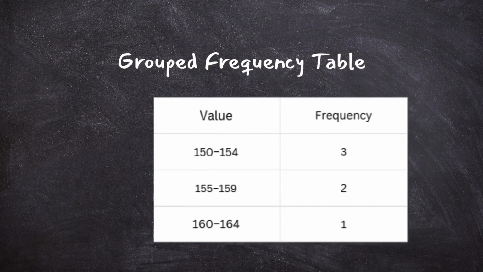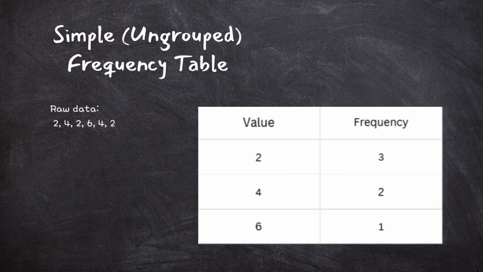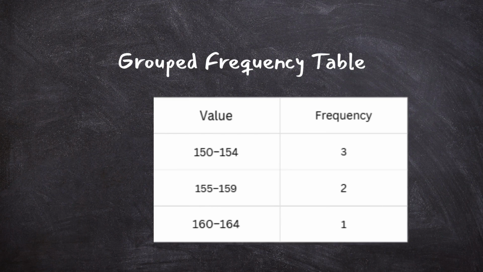Now, I told you we have ungrouped and the grouped. What we saw before is the ungrouped. Now, this is what a grouped data looks like. So you have 150 to 154 occurring 3 times. That means the value between 150 to 154 occurred 3 times, right? 155 to 159 occurred twice, and 160 to 164 occurred once.